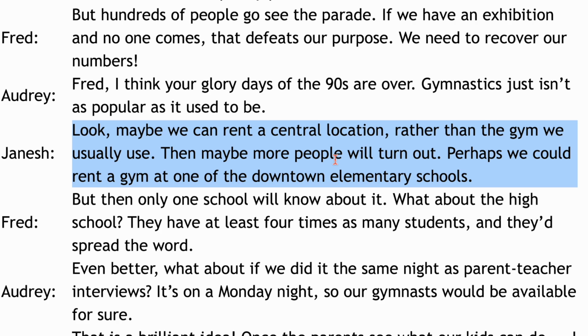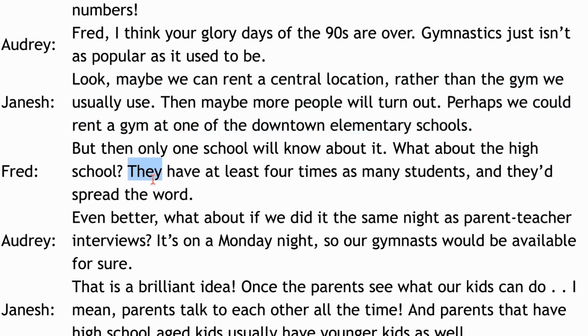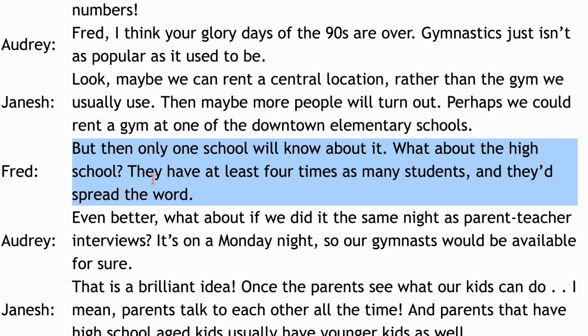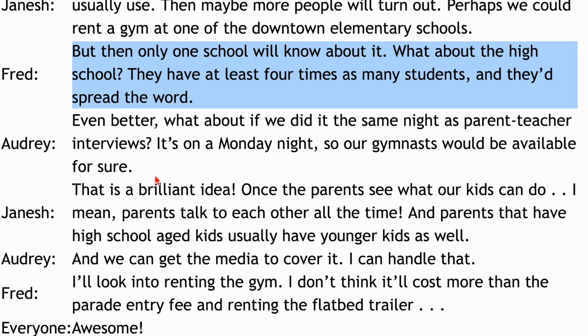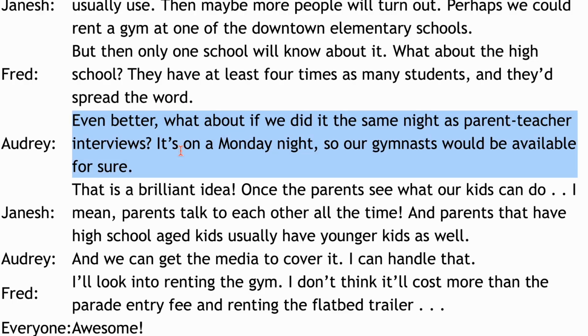Look, maybe we can rent a central location rather than the gym we usually use. Then maybe more people will turn out. Perhaps we could rent a gym at one of the downtown elementary schools. But then only one school. What about the high school? Even better if we did the same as parent-teacher interviews.